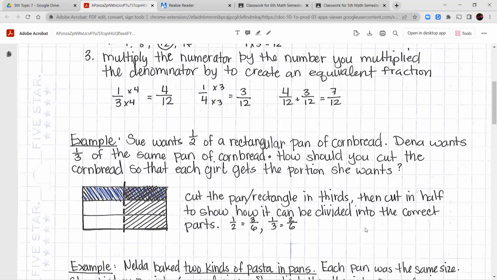So I know that both of them have a multiple of 6, right? 2 times 3 will give me 6, and 3 times 2 will give me 6. So I can multiply the numerators and the denominators by following that rule. So I'll do the 1 times 3 to give me the 3, and the 2 times 3 to give me the 6. So that gives me 3/6 is equal to 1/2. And for the 1/3, to make the 3 into a 6, I multiply by 2. So I multiply my numerator 1 times 2 to give me 2, and then the 3 times 2 to give me that 6.